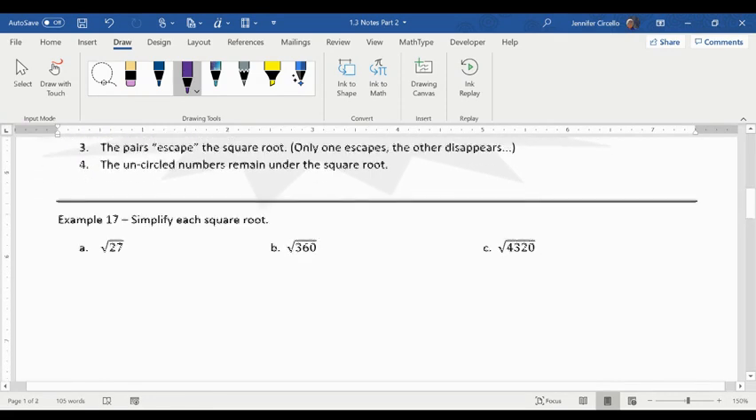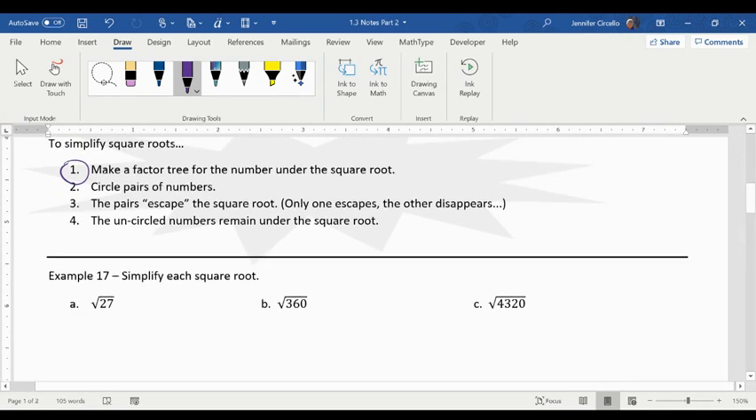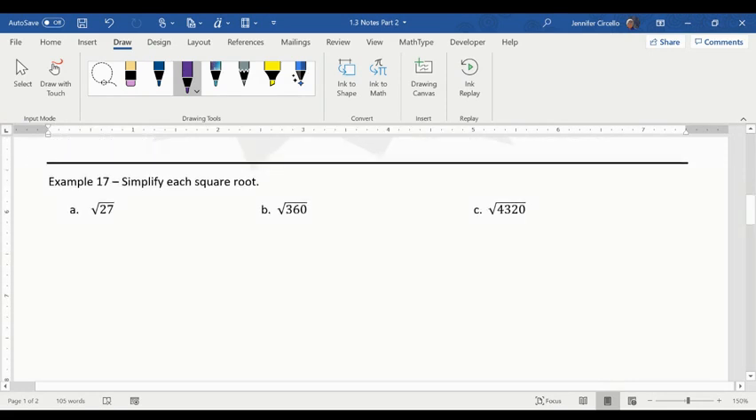So let's start. Let's try square root of 27. Step number 1 said to make a factor tree. So the smallest number that goes into 27, it's not even, so it's not 2. The next number you check is 3.